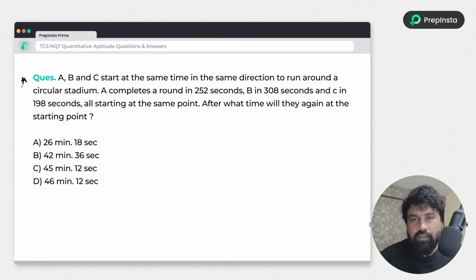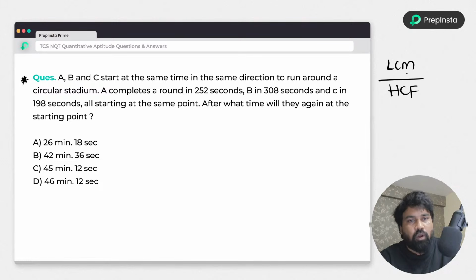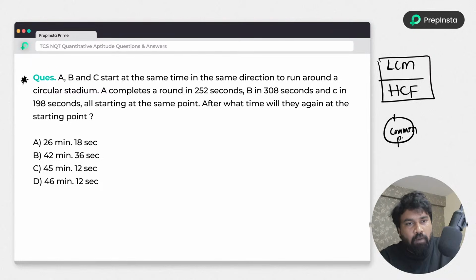Next, look at the questions. This type of problem you will also see in the TCS examinations, guys, related to LCM and HCF. A, B, C start at the same time in the same direction to run around a circular stadium. So remember, guys, I will tell you when to find LCM and when to find HCF, based on the problems. For example, if they are asking for a common point in a repeated manner, then you have to find the LCM.